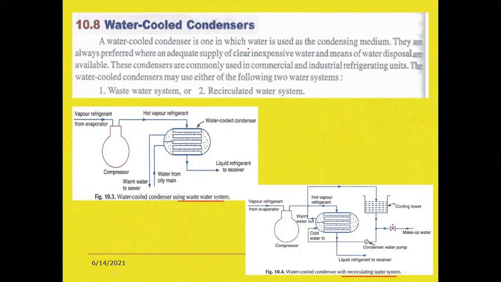The water-cooled condenser is one in which water is used as the condensing medium. In an air-cooled condenser, the medium we use is air. Water-cooled condensers are always preferred when an adequate supply of clean, inexpensive water or a means of water disposal is available. Generally we go with the inexpensive medium, that is water, rather than air. These condensers are commonly used in commercial and industrial refrigerating units, because water is inexpensive and easily available, for both commercial as well as industrial applications, right?